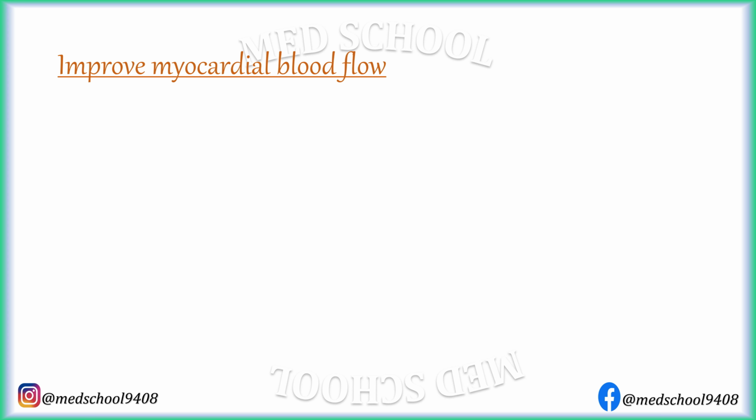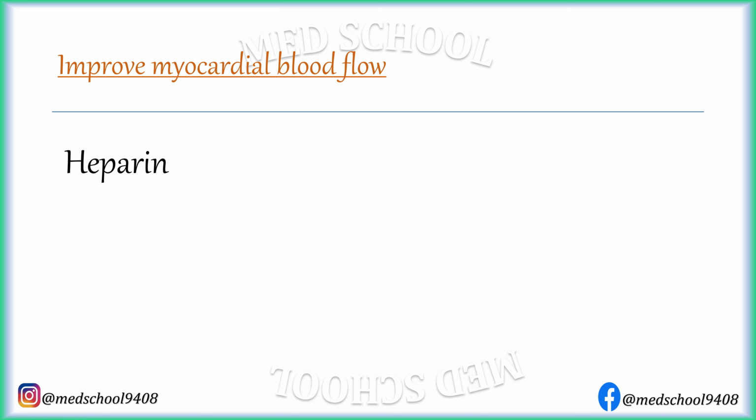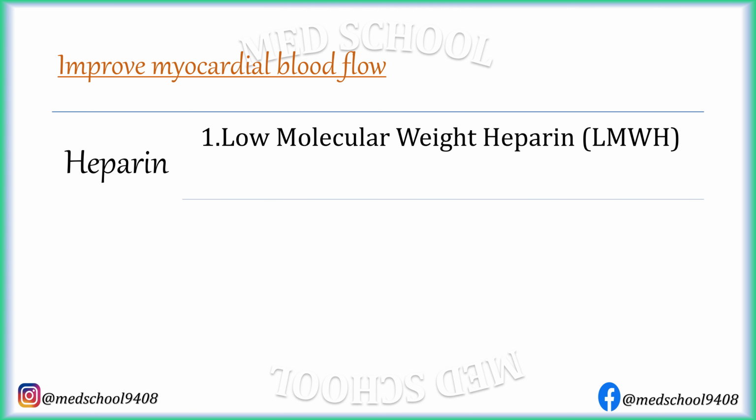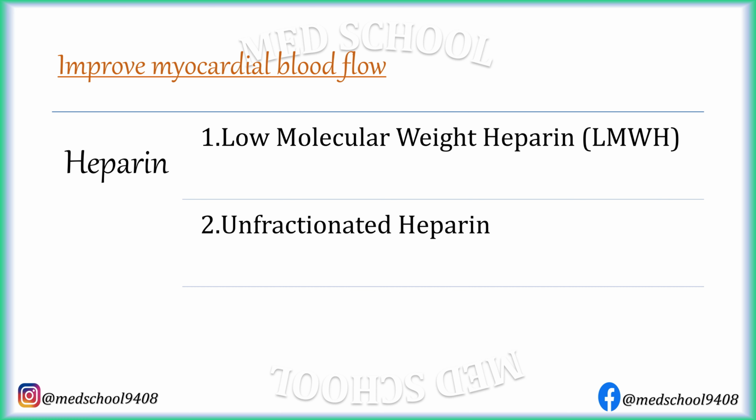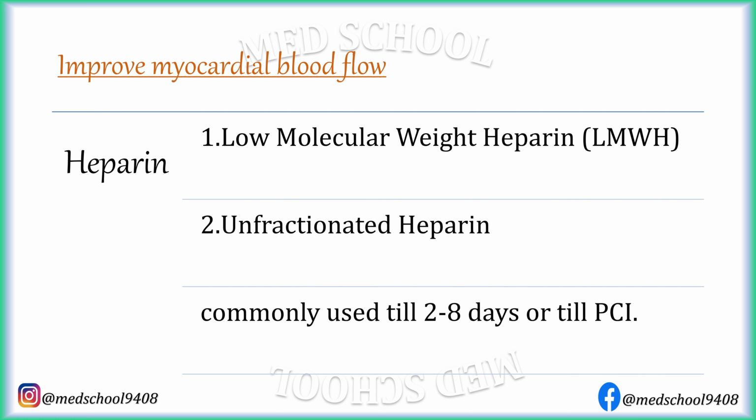The second most important antithrombotic agent after antiplatelet is heparin. Types of heparin commonly used in acute coronary syndrome are low molecular weight heparin and unfractionated heparin. They are commonly used till 2 to 8 days after the event or till percutaneous coronary intervention.